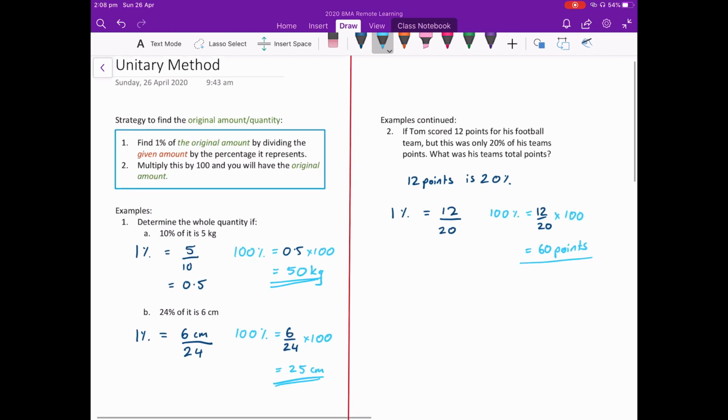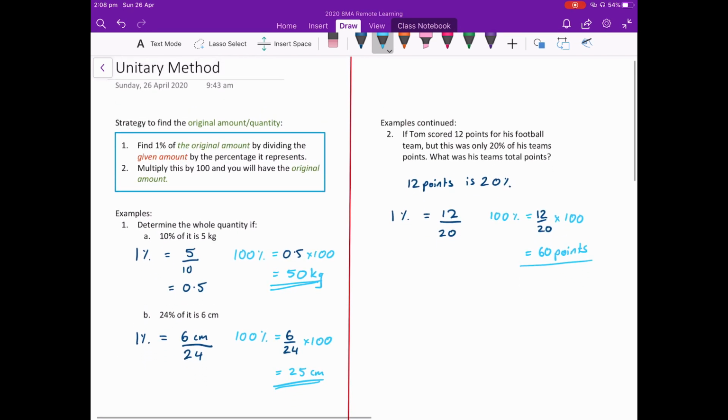All right, so to recap the unitary method, unitary means 1, so we're always going to bring it down to 1%, and then we're going to multiply that by 100. Hope you learned something there and good luck with all of your questions.